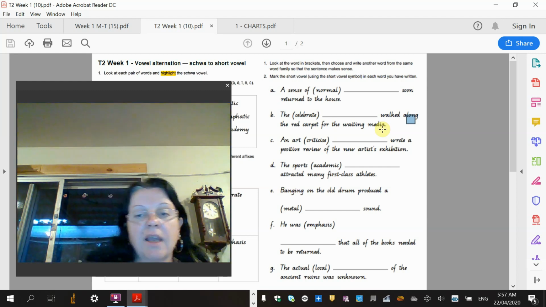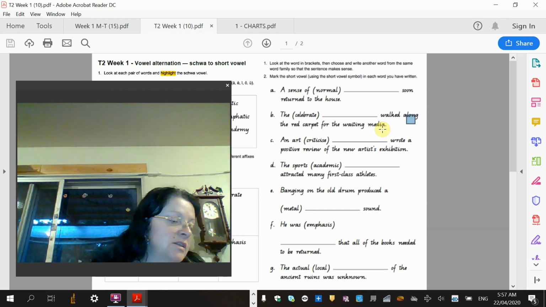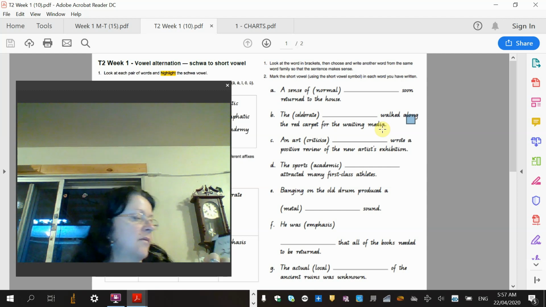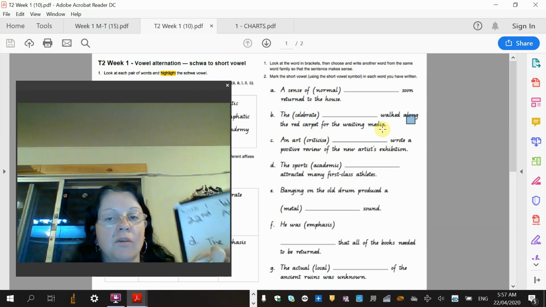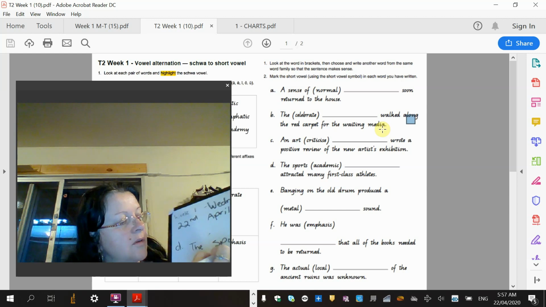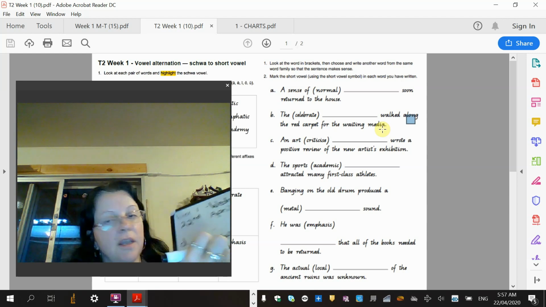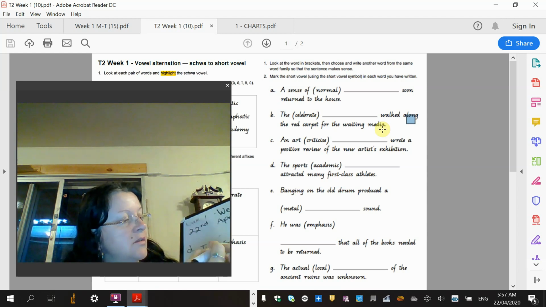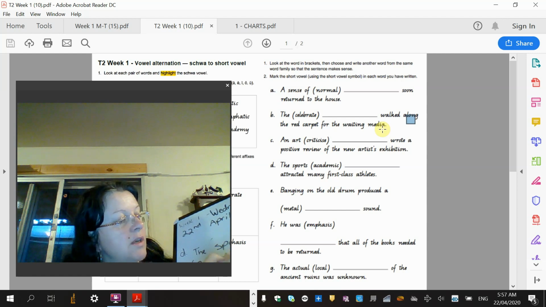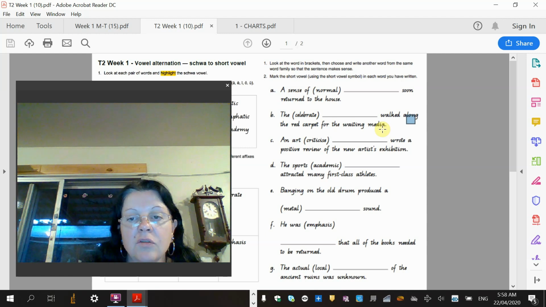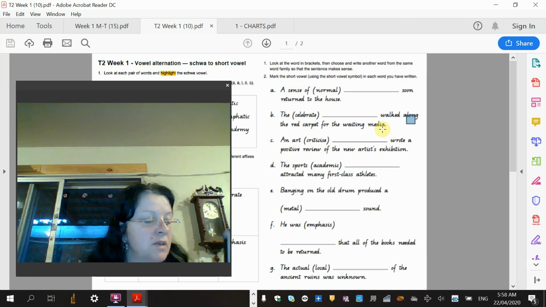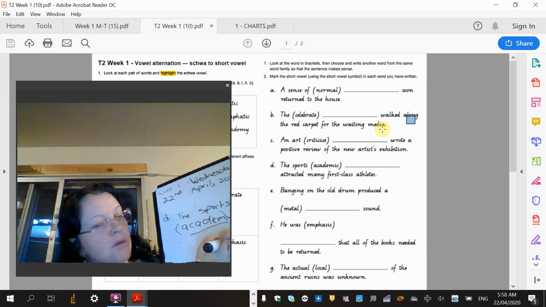The next one, the sports academic, attracted many first-class athletes. And I'll put the right letter this time. The sports academy. Underline that. And our root word is, here we'll just go to the M. But it's the academy. Next one, banging on the drum produced a metal sound. Well, we have to add something to the end of metal, and that word becomes metallic.